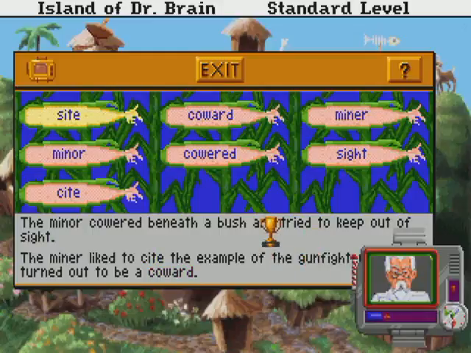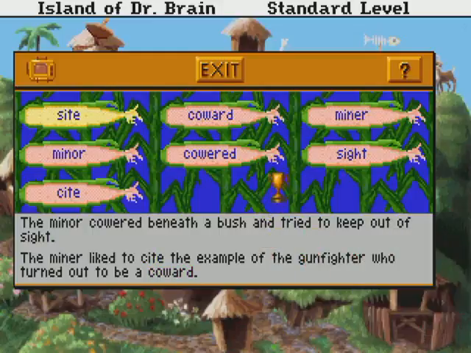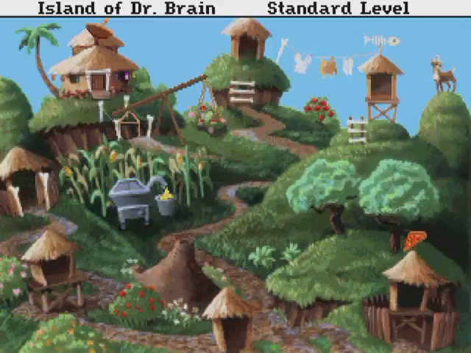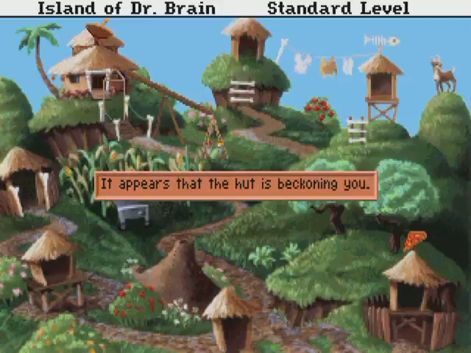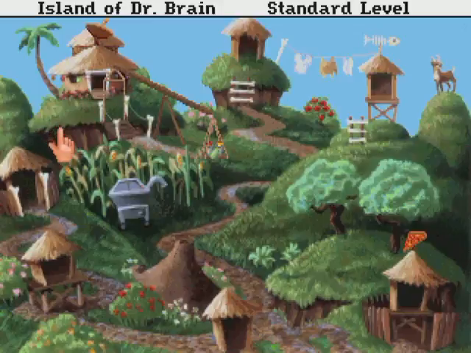Congratulations! You have earned a silver homonym plaque. Yay! Pick up the bucket of ground corn. It appears the hut is beckoning you. And it certainly is. Across the bridge.